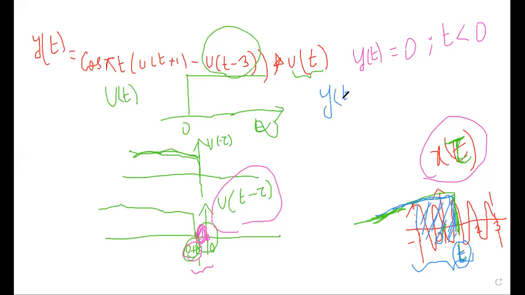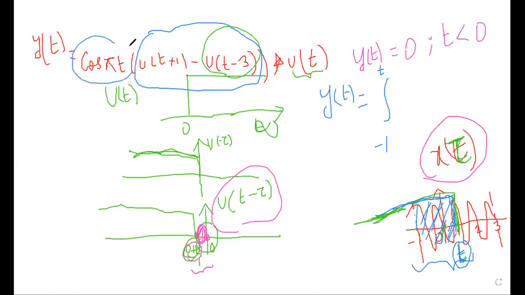y of t is equal to the integral from -1 to t, and here x of t is u of t plus 1 minus u of t minus 3, the amplitude is always 1 between this range, which is multiplied with cos pi t. This bracket term is always 1, right? Multiplied with u of t minus tau. Even this amplitude is always 1, into d tau. So can you people complete this integration?